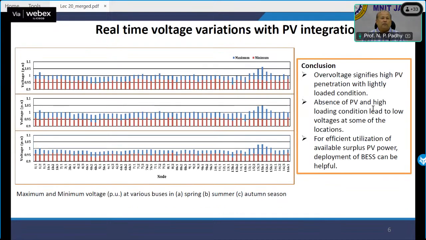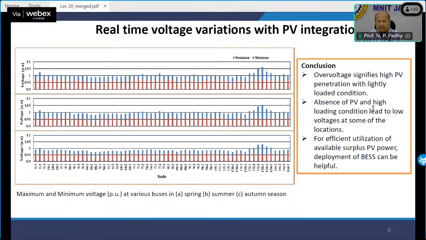Now, all of you please have a look. Real-time voltage variation with PV integration, and you could see there are three different phases: phase 1, phase 2, phase 3. And you can see the voltage profile of the system during spring, summer, and autumn. So during different weather conditions, the voltage profile at different points has been taken. And could you see some spikes somewhere at the edge? Some voltages are going beyond 1.05. A few times you could experience some overvoltages.